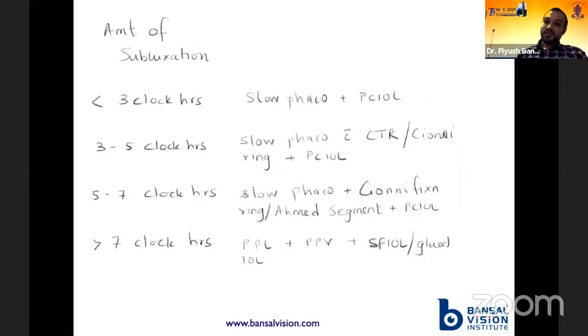Now, it's also important to note the amount of subluxation because it's going to have a bearing on the management. If it is less than 3 clock hours, obviously one does a slow phacoemulsification with PCIOL.